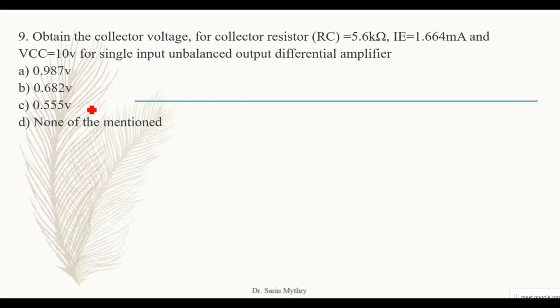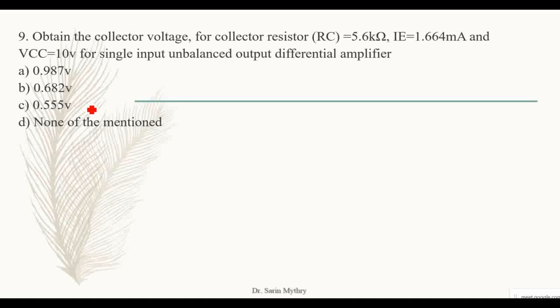Then the next one: obtain the collector voltage for collector resistance RC 5.6 kilo ohm, IE, the emitter current, 1.664 milliampere, and VCC equal to 10 volt for a single input unbalanced output differential amplifier.